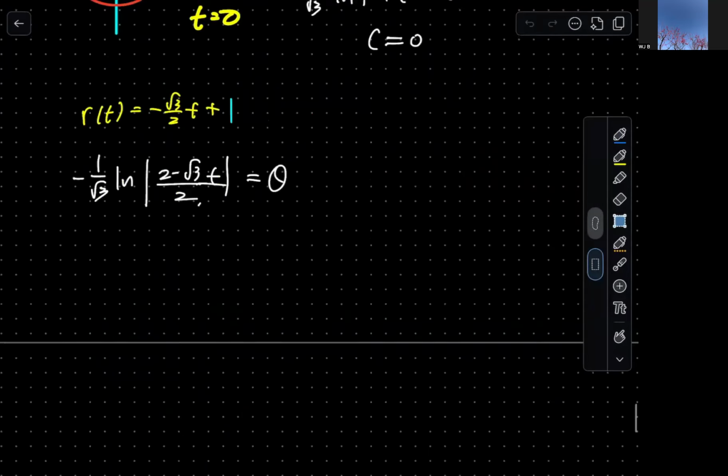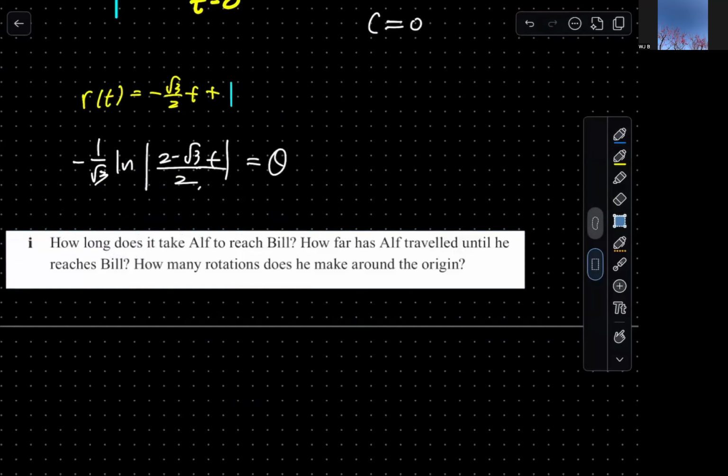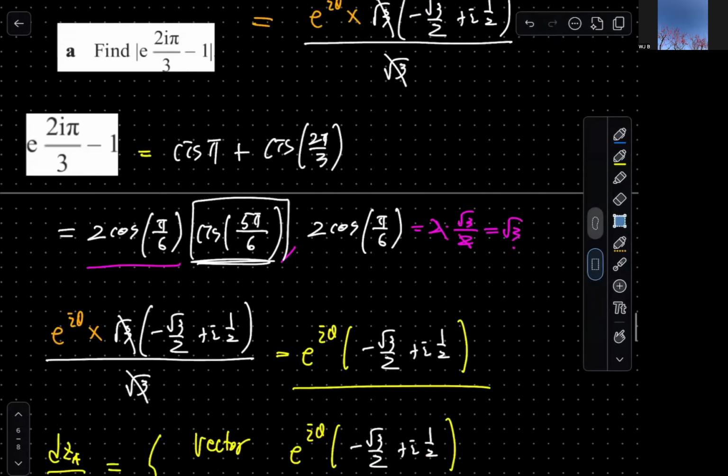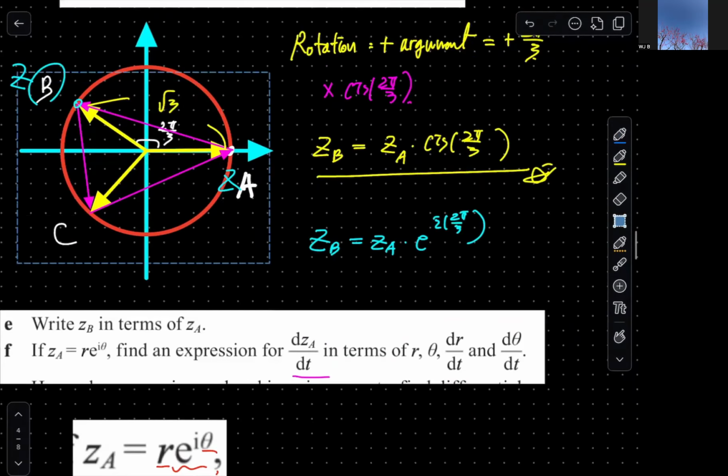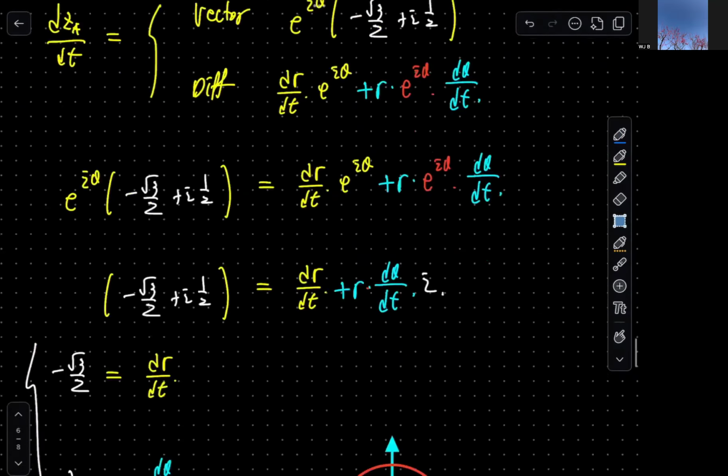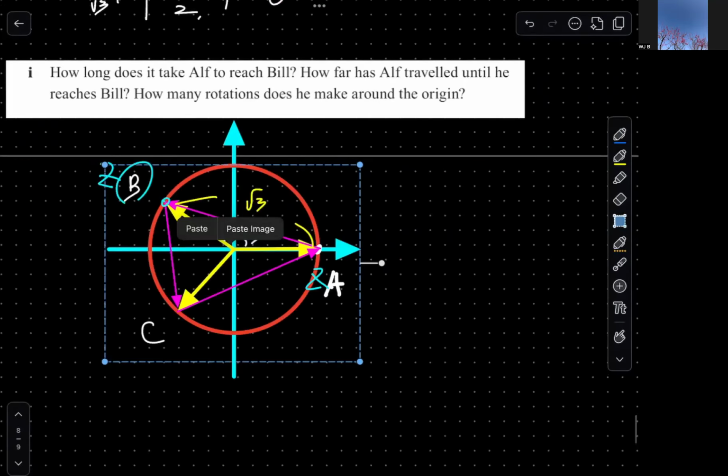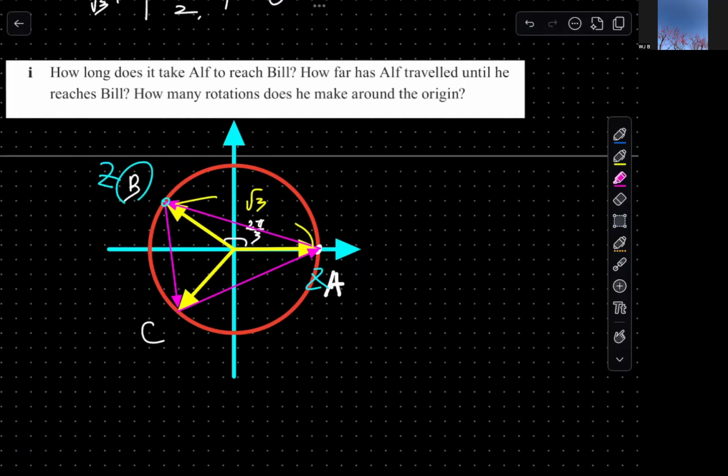It says, how long does it take A to reach B? How far has A travelled until it reaches B? How many rotations does it take around the origin? Well, so what's happening is this. If I quickly go to the Argand diagram of the picture like this, they are chasing after. So we initially were set at this location, but as the A is trying to go to the, sorry, B is going to chase C, but C is going to chase A. So as you can see, the triangle is getting smaller and smaller. But of course, it is rotating, right?